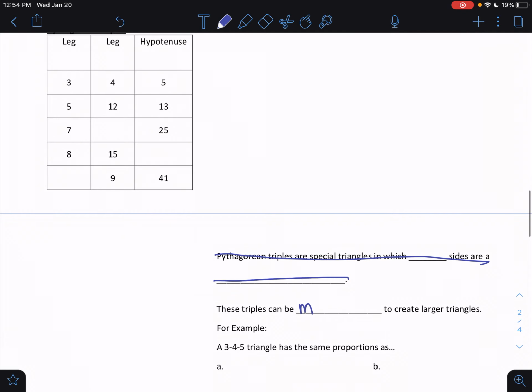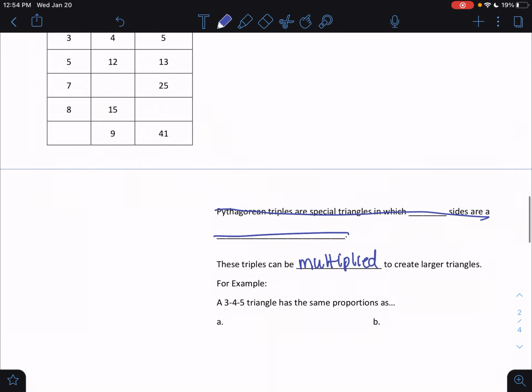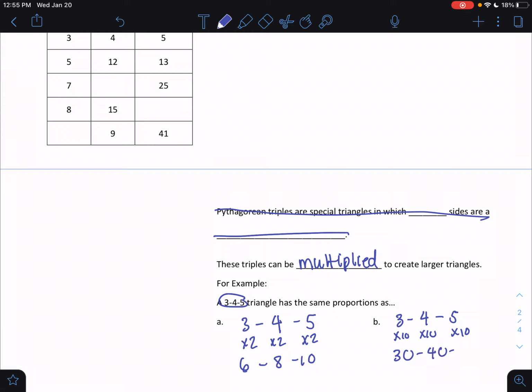But these triples can be multiplied to create larger triples. So like I said, we have a 3, 4, 5 triangle, right? If we have a triangle with side length 3, 4, 5, it will always make a triangle. And we can multiply these by any number and get another triple. So let's just say we're going to multiply it by 2. So we multiply every number by 2, and then we get 6, 8, 10. That's another Pythagorean triple. Or maybe we multiply them each by 10. Then we get 30, 40, 50, and that's another Pythagorean triple.